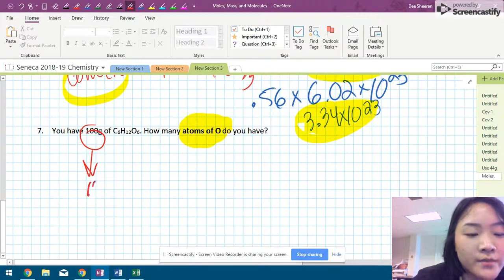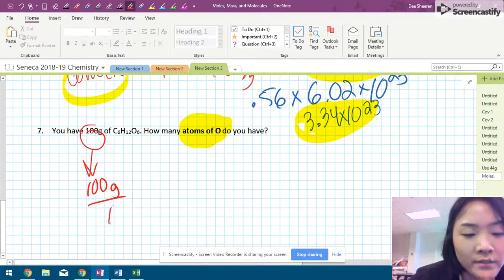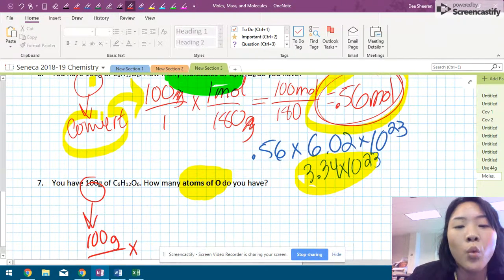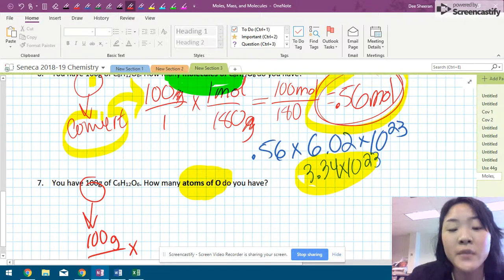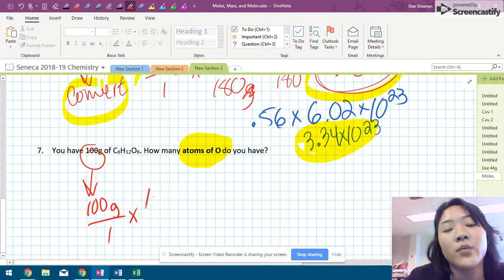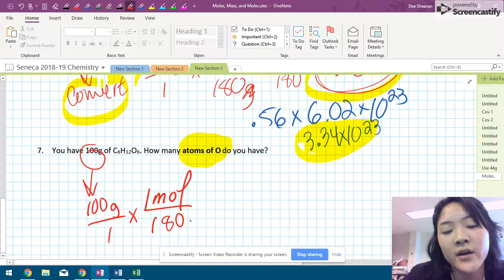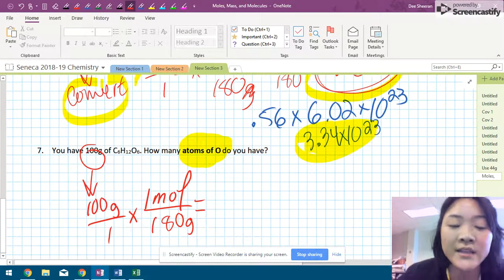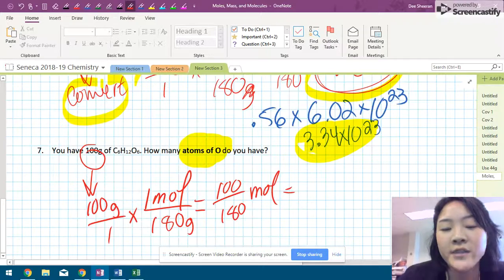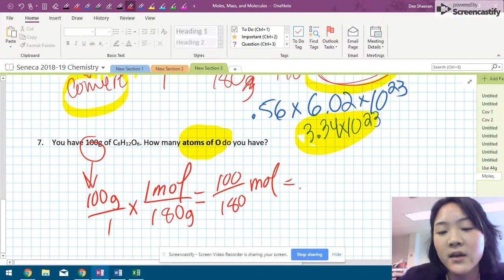So I'm going to do 100 grams over 1. Multiply that by our molar mass. Our molar mass is 180 grams per mole. But because we're looking for moles, moles goes on top. And mole is always attached to the 1. So it's going to be 1 mole over 180 grams. And that's going to equal 100 over 180 moles, which we figured out before, which is going to equal the 0.56. That's what we used for problem 1.